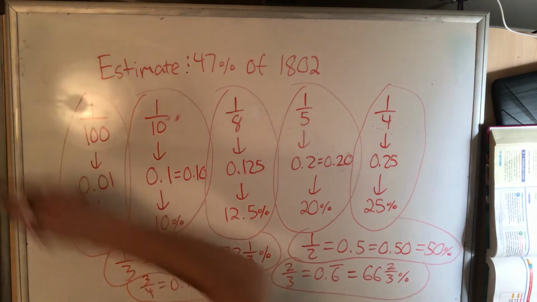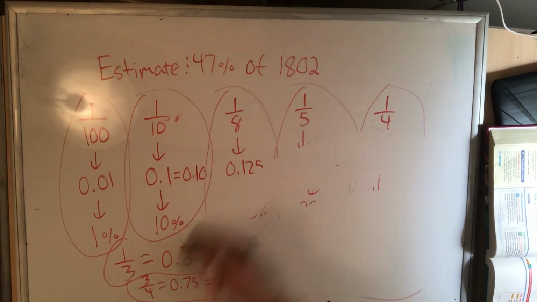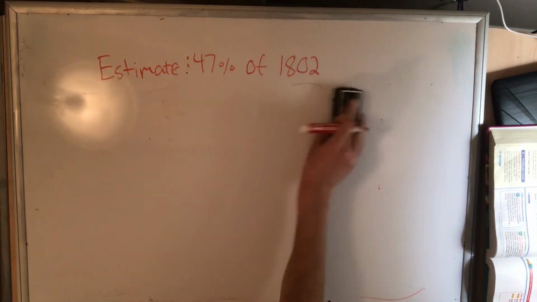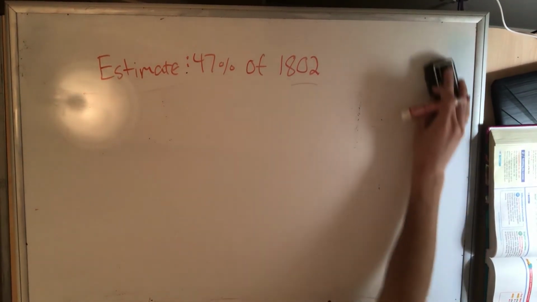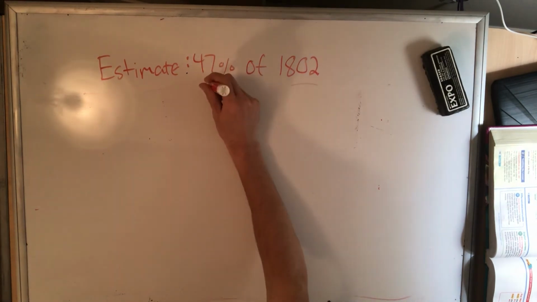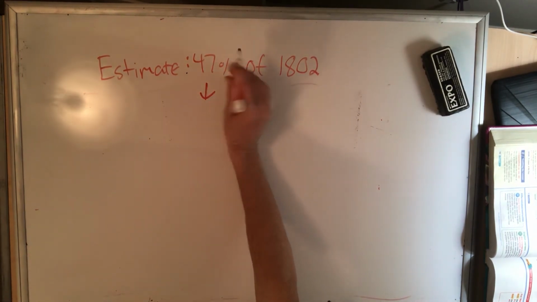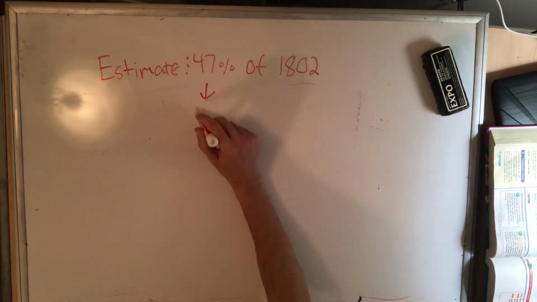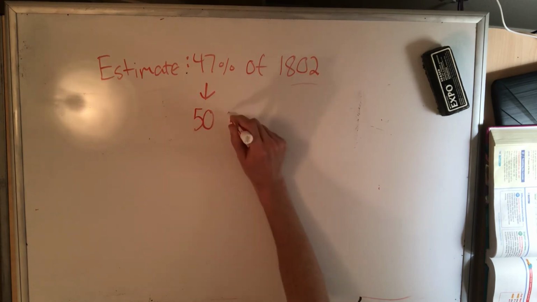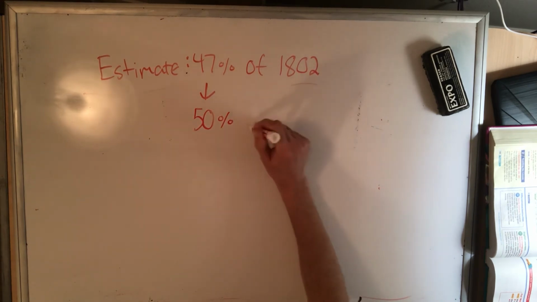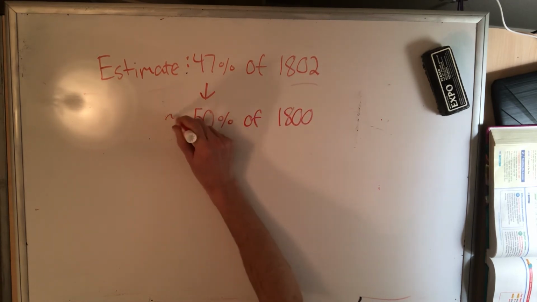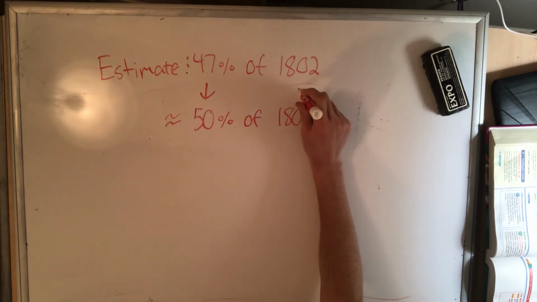Okay, so once you have that memorized, it's much easier to estimate. So 47% of all those percents in the table, so to speak, that I just drew, 47% is the closest to 50%. And 1,802 can be rounded to 1,800. And I'll put a squiggly equal sign for approximately equal to.